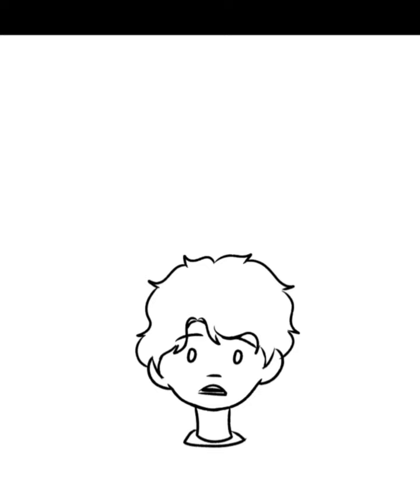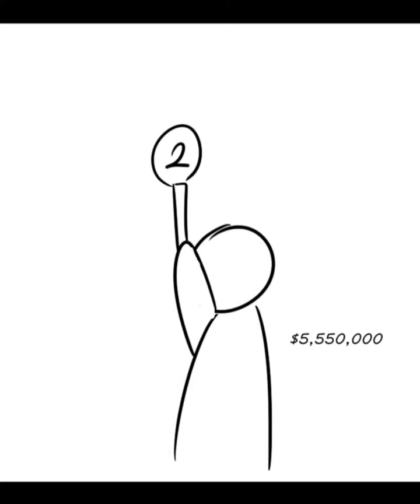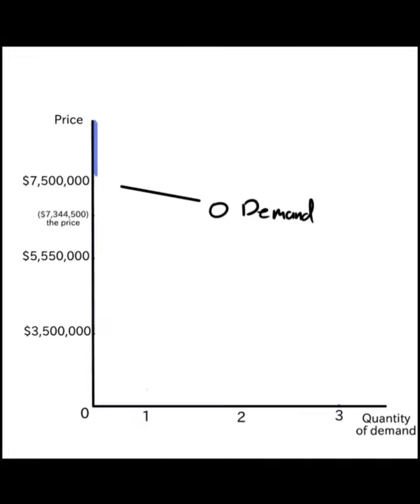In this example, we will use the three highest bids in the auction. That is number 3 bid, $3,500,000. Number 2 bid, $5,550,000. And number 1 bid, $7,344,500. If the price of that painting is above $7 million, the quantity demanded would be zero, because nobody was willing to pay that high.